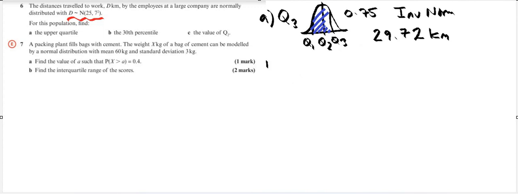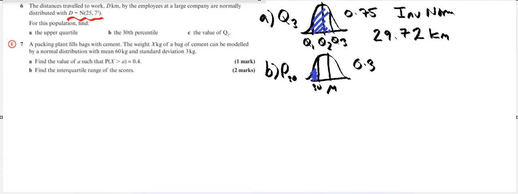So that's A. B. Now we want the 30th percentile. Okay, so again, my bell curve, I know that here, my mu is 25. So I want the 30th percentile, so that's going to be below mu. So I want an area of 0.3.